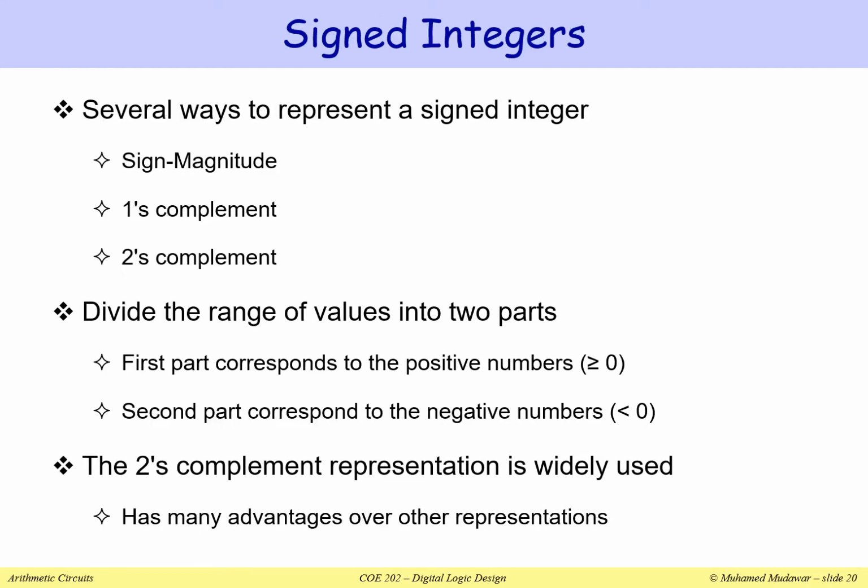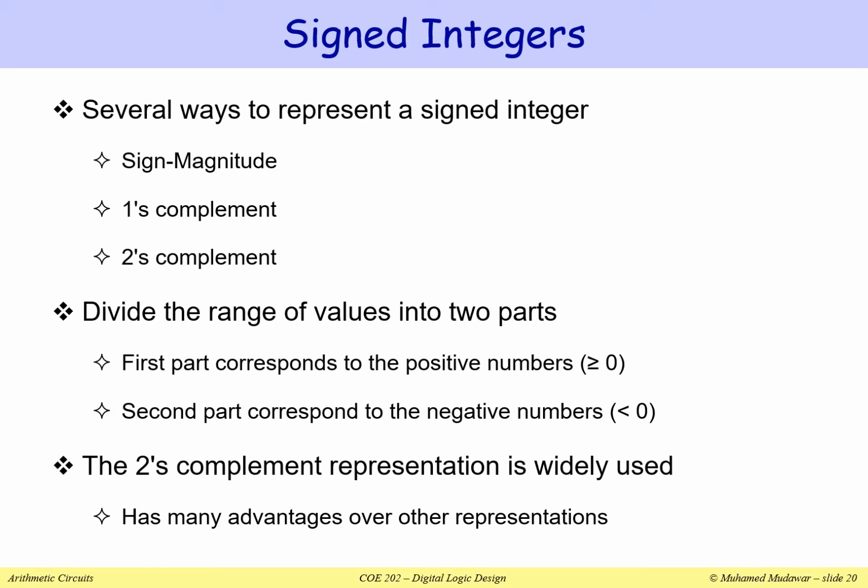Since the early days of computing, people have thought about different ways of representing a signed integer. One choice is to use sign magnitude. A second possibility is to use 1's complement, and the third possibility is the 2's complement representation. So these are three different ways of representing a signed integer.